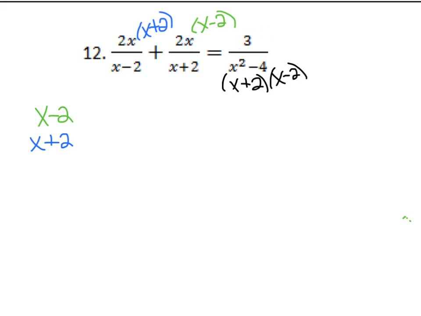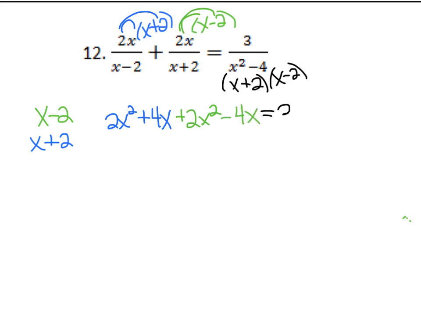His team's complete. So I distribute 2x to x, which is 2x squared. 2x times 2 is 4x. Second fraction, 2x times x is 2x squared. 2x times negative 2 is negative 4x, and that's equal to 3.